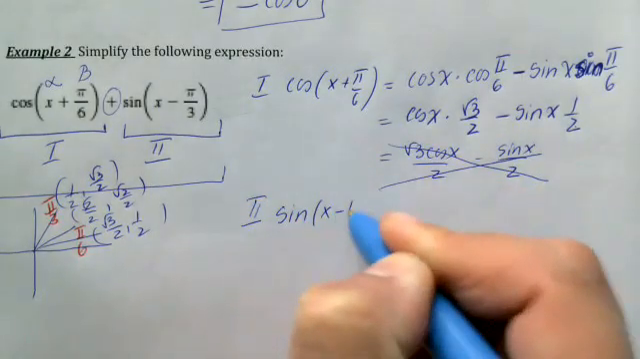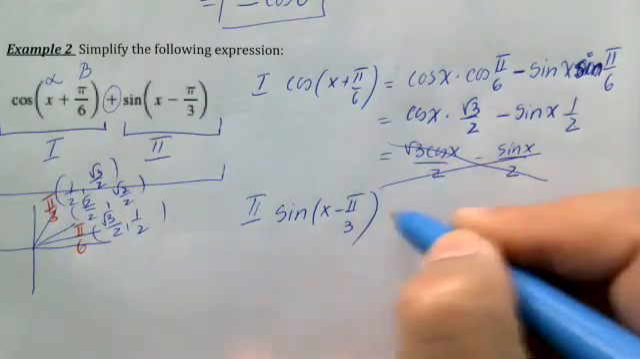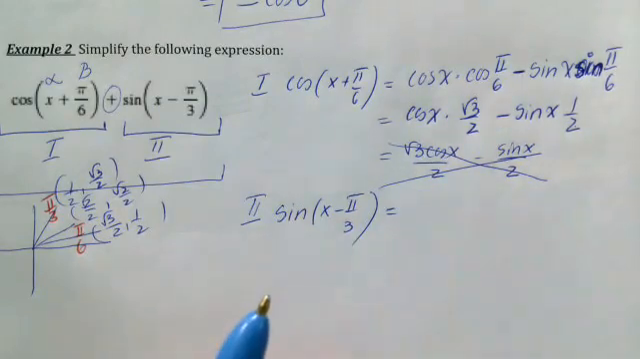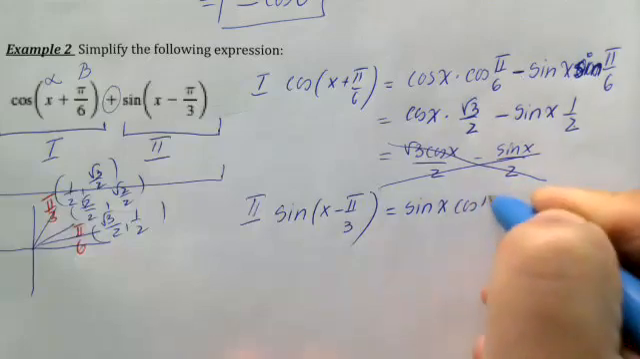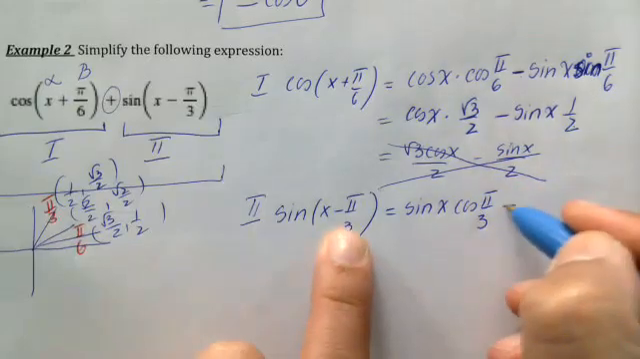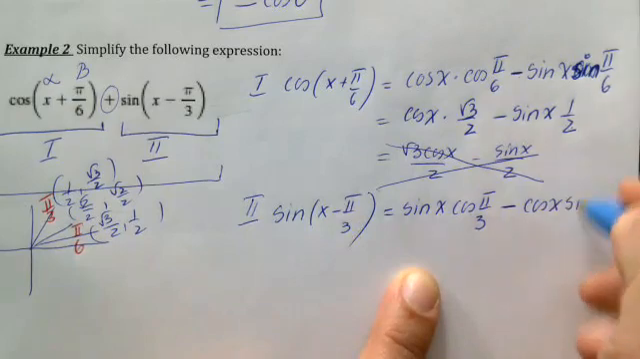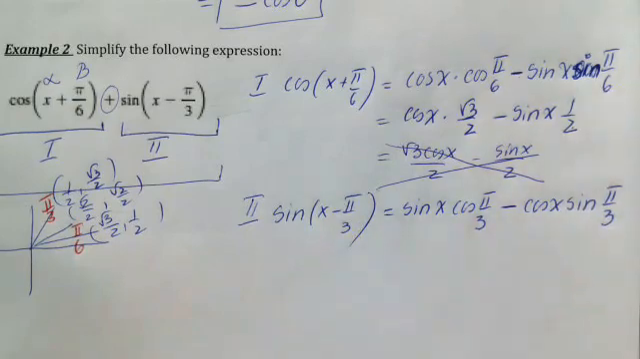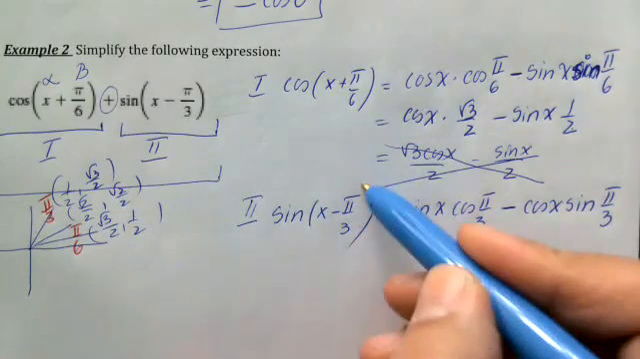Sine of x minus pi over 3. This is sine of the difference. Sine cos minus cosine. That's the pattern. Sine of x, cos of pi over 3. The sign will match here. Cos of x, sine of pi over 3. Cos pi over 3 coming from here, yeah.